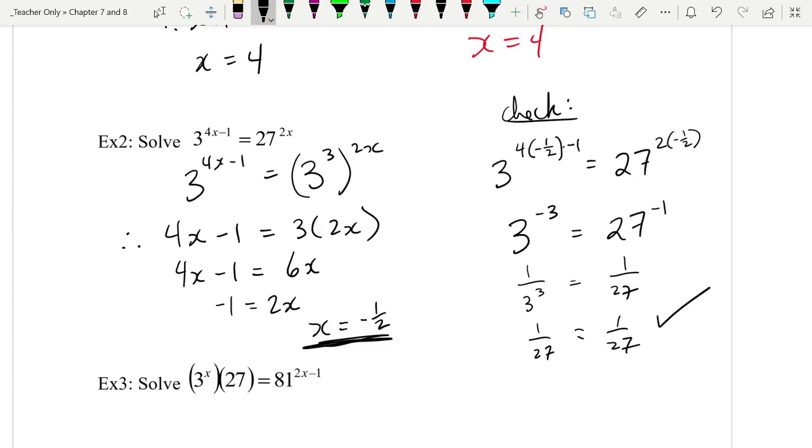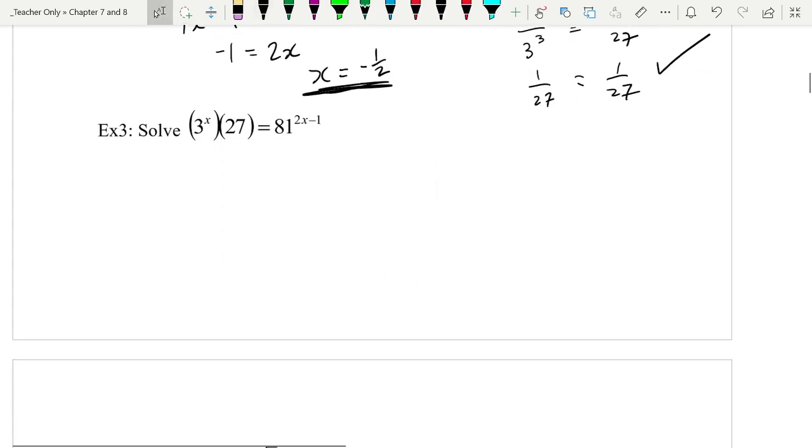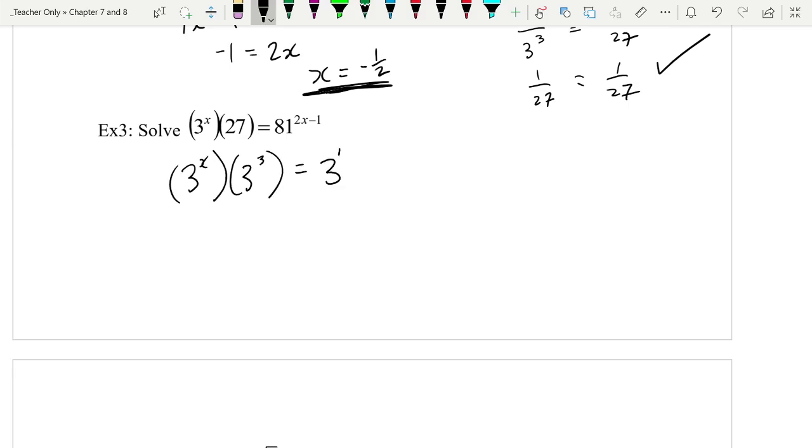Okay? Let's try another one. What are you thinking when you look at that? Hopefully you're thinking, let's get everything to a base of 3. This one's already a base of 3. 27 is 3 cubed. And 81 is 3 to the power of 4. Then I'm going to get this into one base. When you multiply two powers that have the same base, what do you do with those powers? You add them. And I might as well take this as a power of a power. So that's 4 times 2x minus 1.